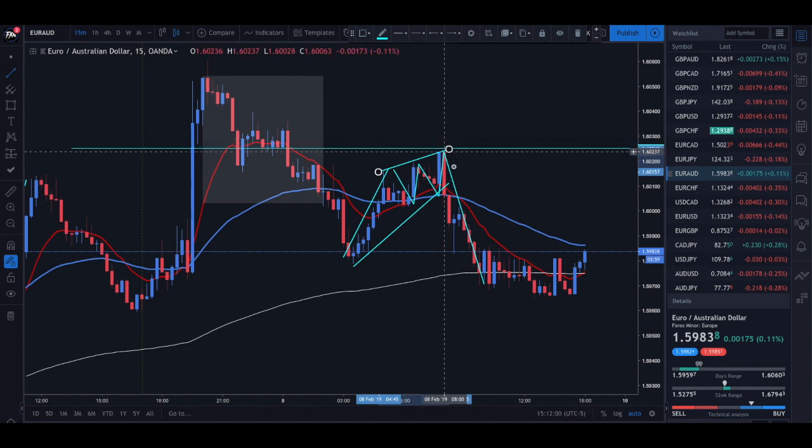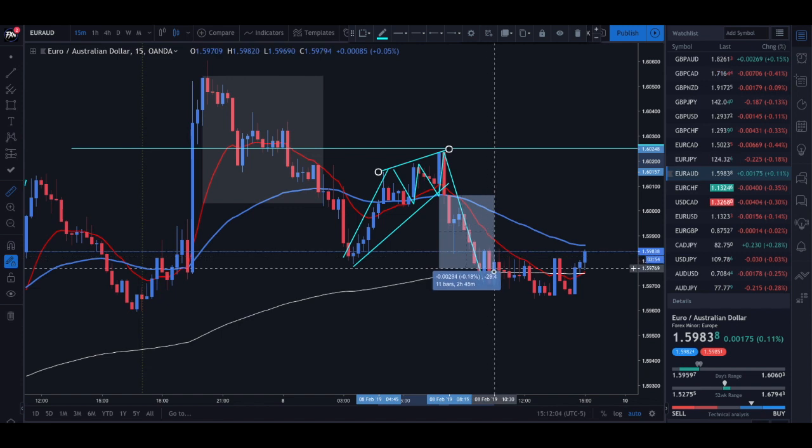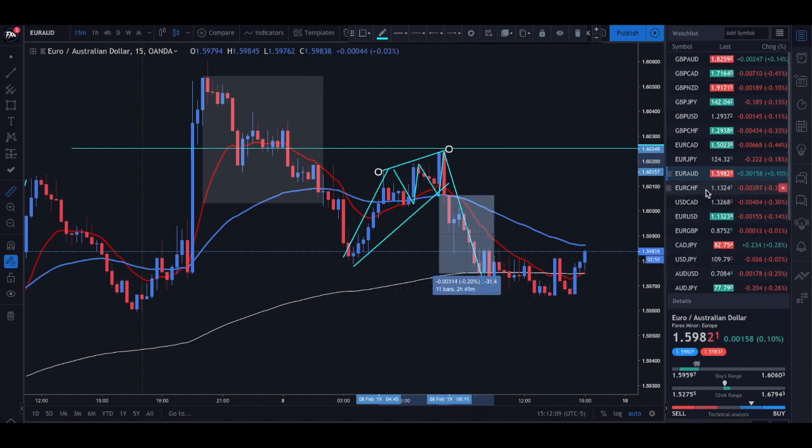Okay, and then boom, we dropped. So this particular trade here, and again, all going to the 200 EMA, is 30 pips.